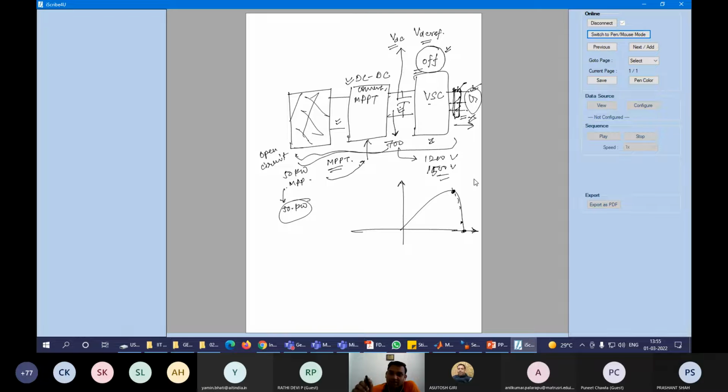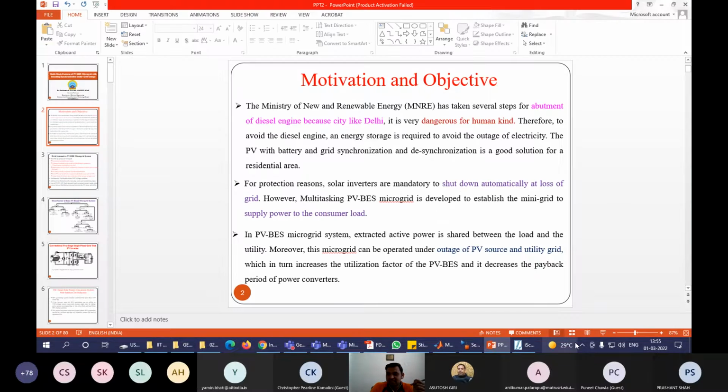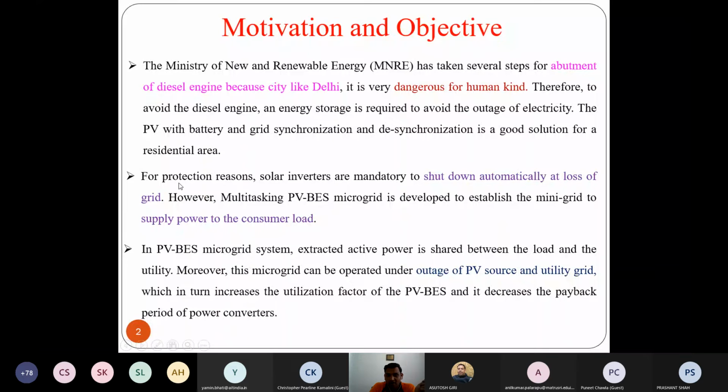If you are not including this off instruction in your control so that the VSC can be tripped when the grid is not there, this kind of instruction we have to include in our control. Whenever the grid is not there, this VSC must be switched off, and your MPPT also switched off. So that's why we have included it for protection.